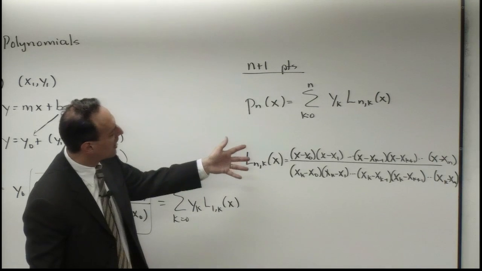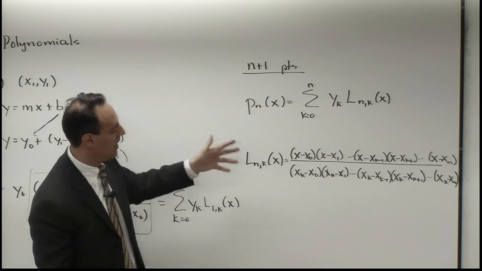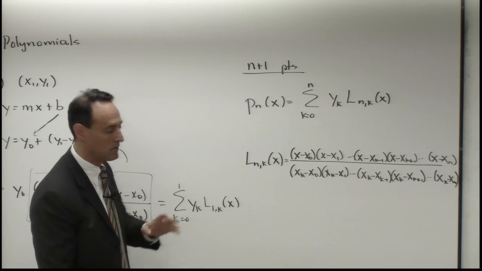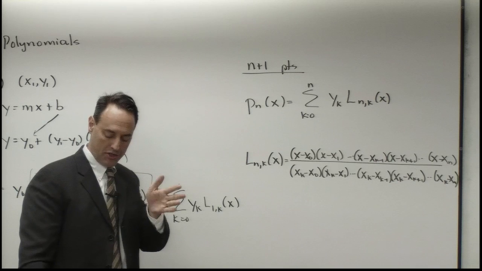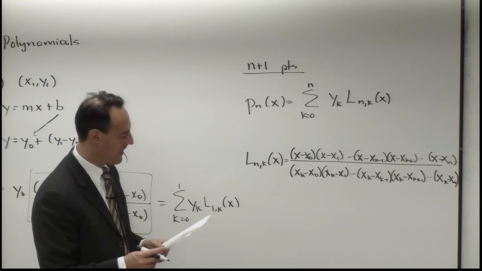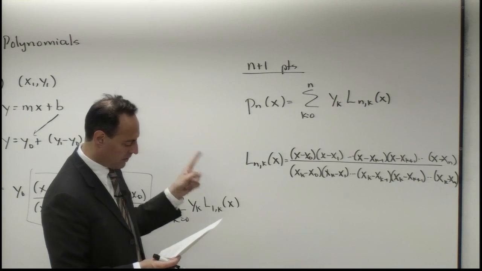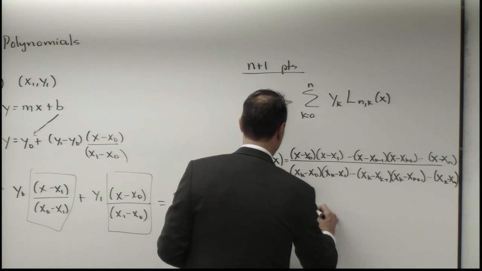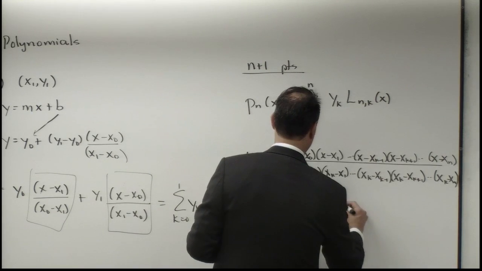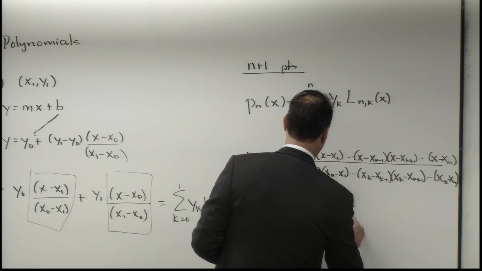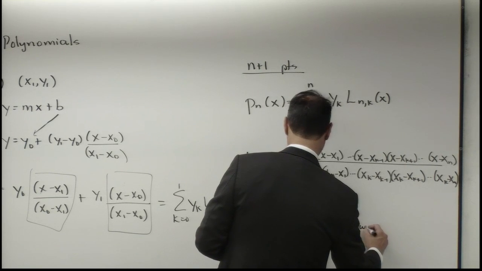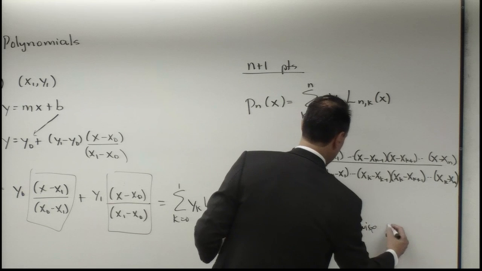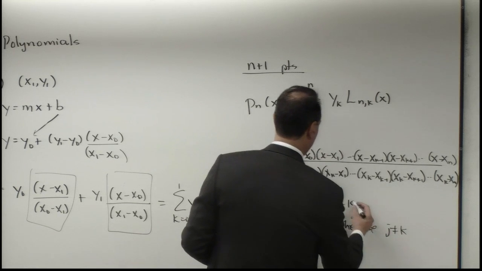Okay, that looks a little bit complicated, but notice how it's going to work. Let me show you some examples of how it can work. This function here, I'm going to argue, will equal 1 when j equals k and 0 otherwise, or j is not equal to k. Let's just show that.